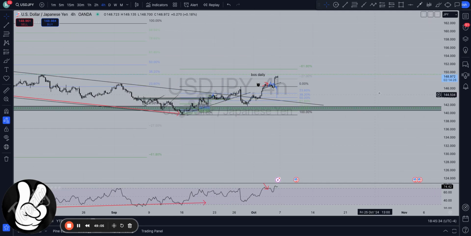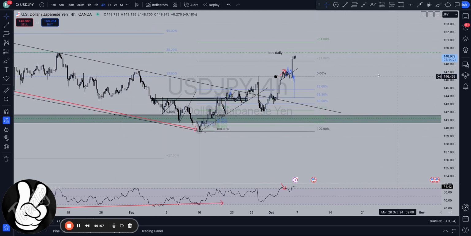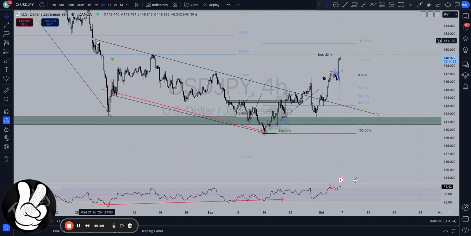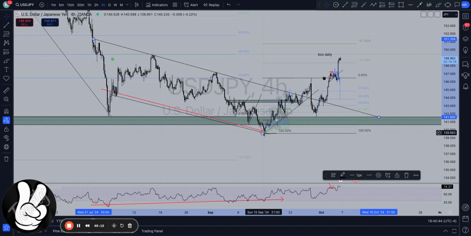On the 4 hour, you can see it more clear. Point A to point B. Pull price all the way across. Price broke this structure, came back, and then broke it again and came back to retest right here, and then pushed all the way up.